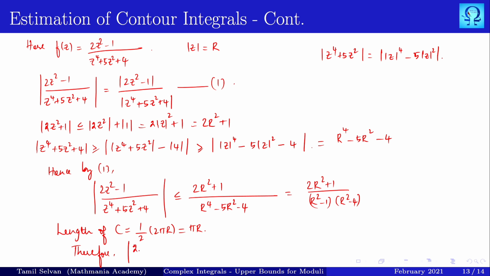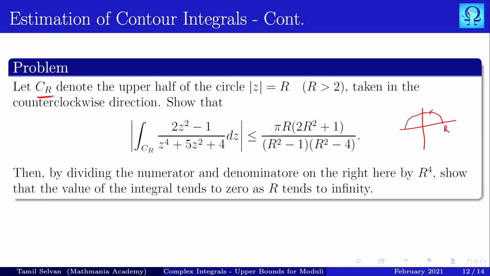absolute of integral over C of 2z squared minus 1 upon z to the power 4 plus 5z squared plus 4 dz is smaller than or equals pi r times 2r squared plus 1 upon r squared minus 1 multiplied with r squared minus 4. And I suppose this is what we wanted to prove, right? So we have proved the requirement.